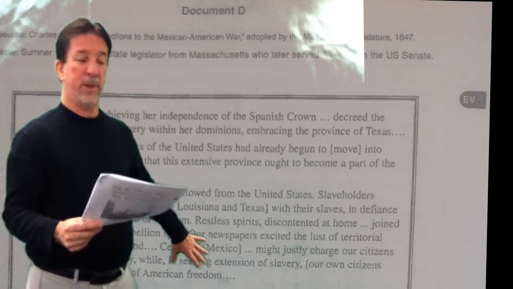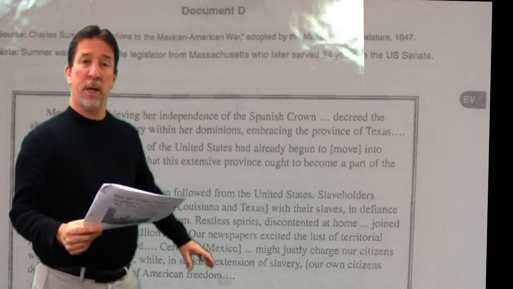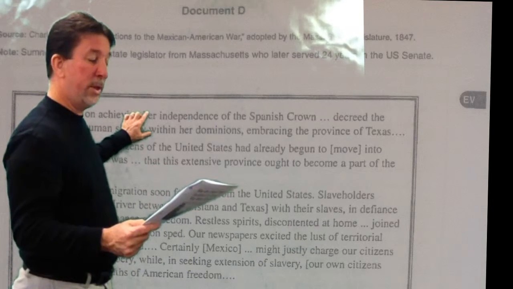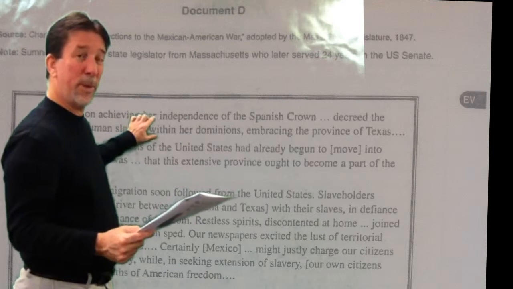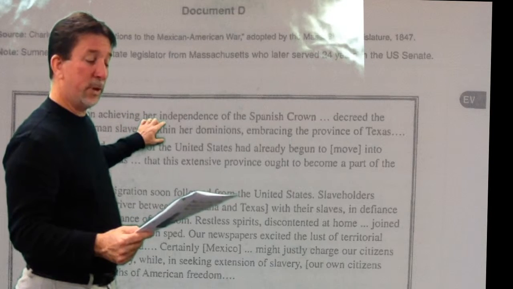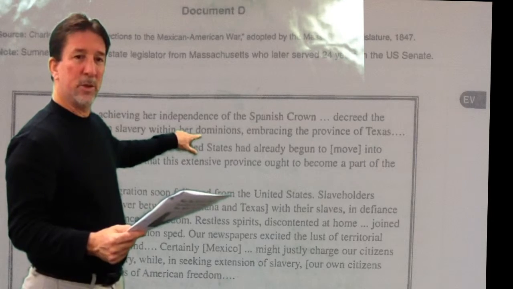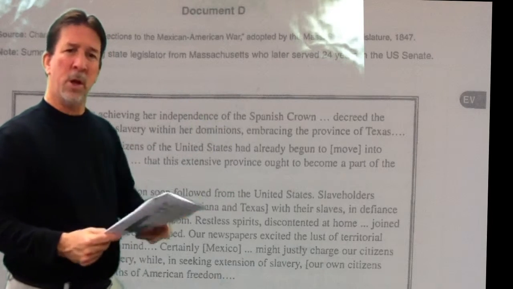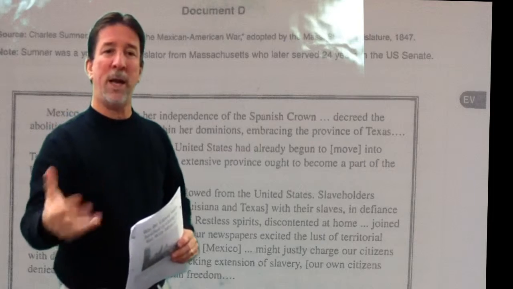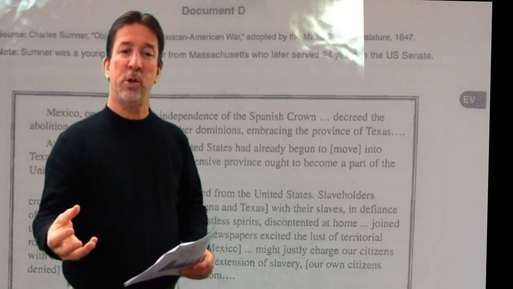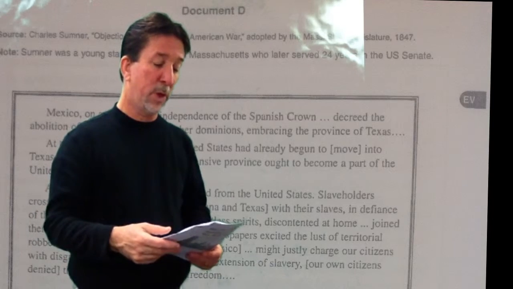Finally, we get to document D. In document D, we look at the source of the information, and we notice that in this case, the source is from an American, Charles Sumner. Okay, he's actually from, as it says, he's in the Massachusetts legislature. So we should be asking the question, why is he opposing the war? What would be a reason for an American to oppose expansion?